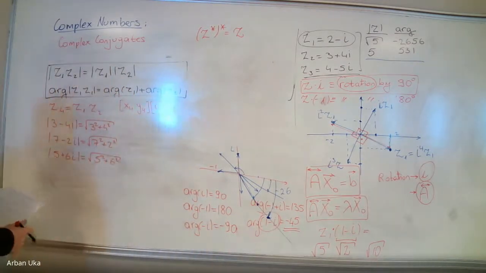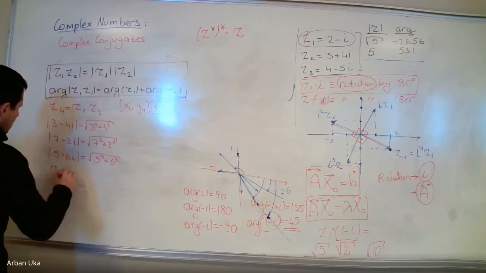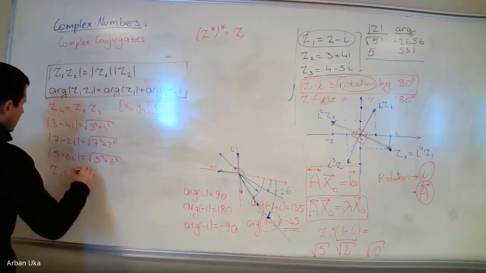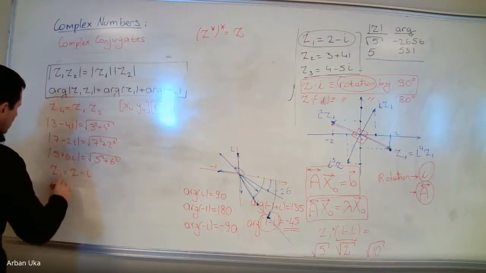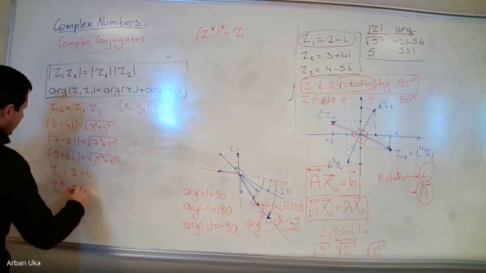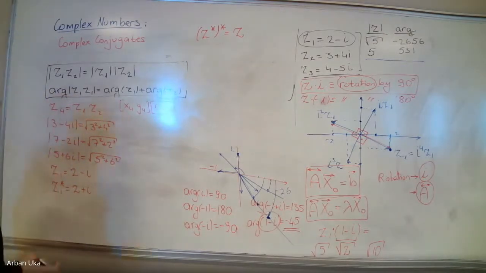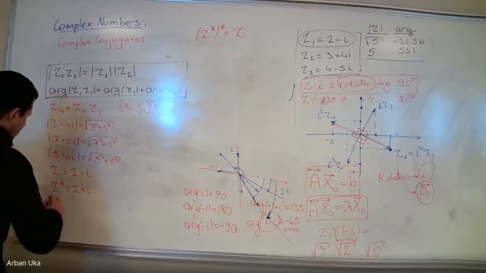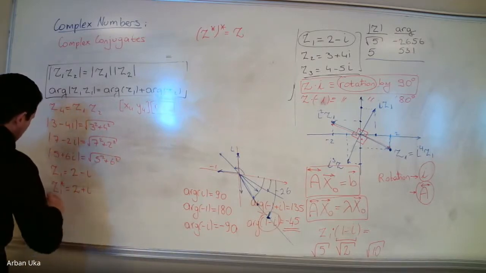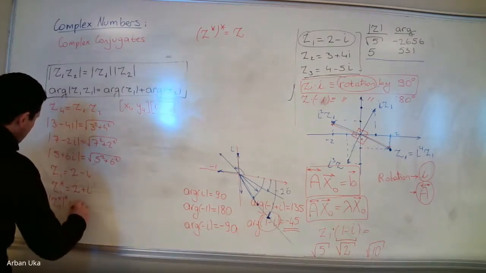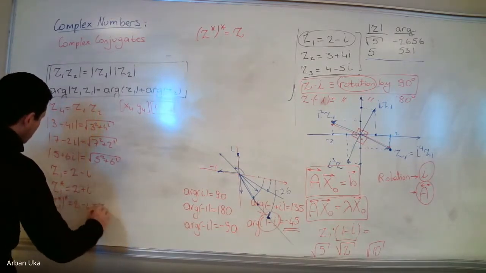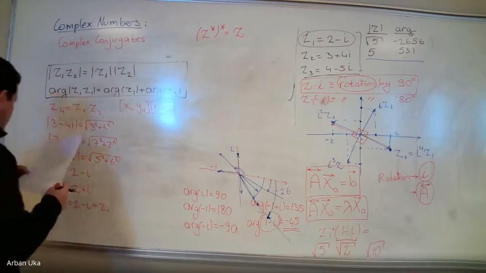Because Z1 is equal to 2 minus i. Z1 complex conjugate is equal to 2 plus i, because what the complex conjugate does is just change the sign of the imaginary part. So the complex conjugate of Z1 complex conjugate becomes again 2 minus i. So this means that this is equal to Z1. This is the first property.